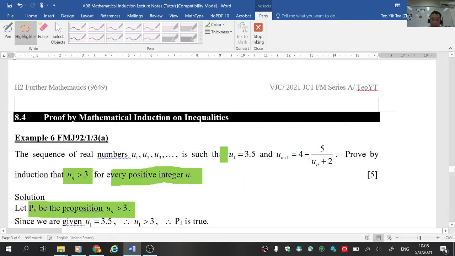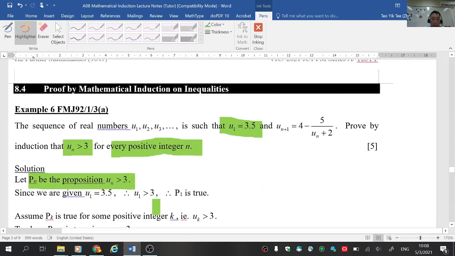Then of course the next one should be the first case. So how to prove the first case? Given u_1 is equal to 3.5, given to you already, so 3.5 obviously larger than 3, P(1) is true. There's no need to handle left hand side, right hand side. It's just common sense, just copy down the result.